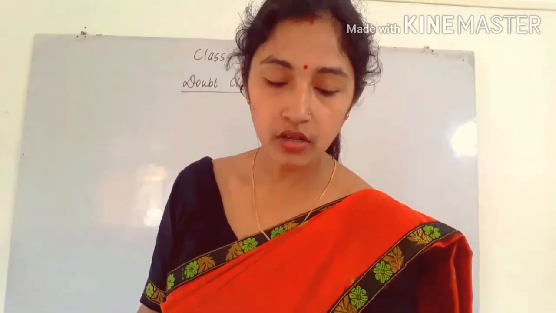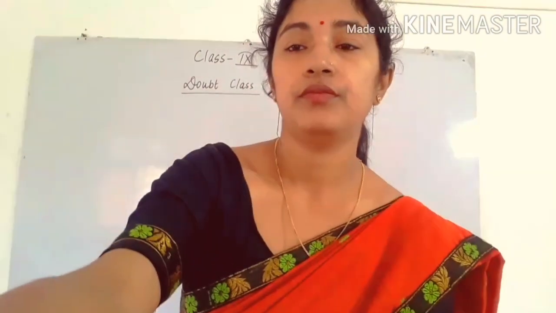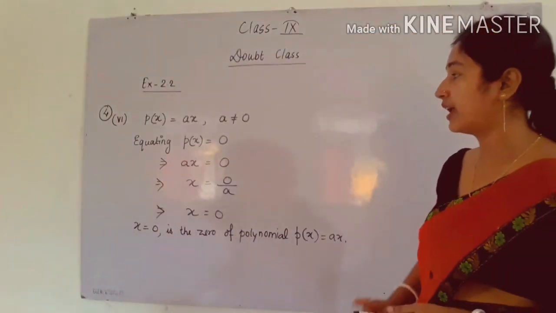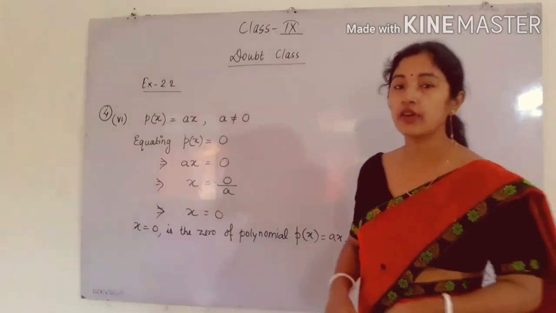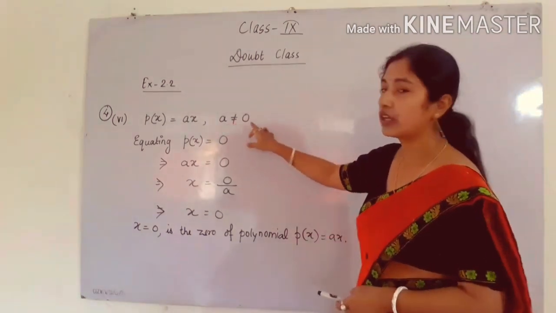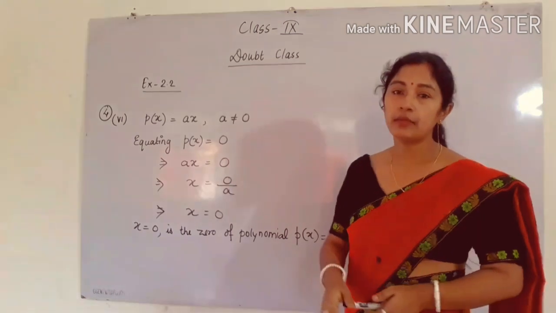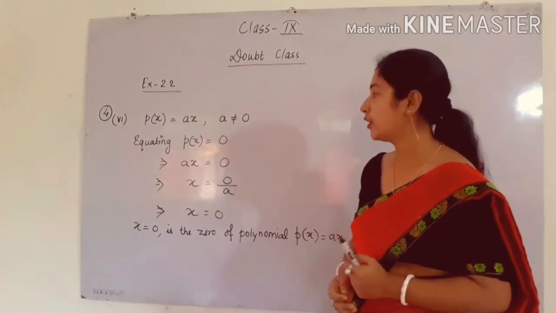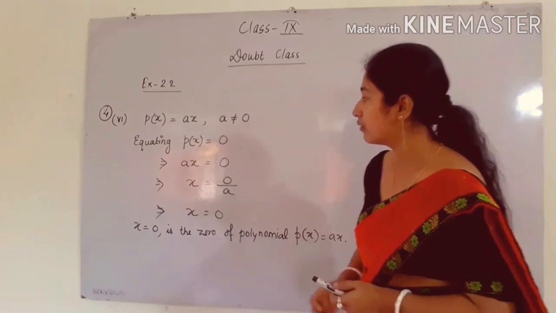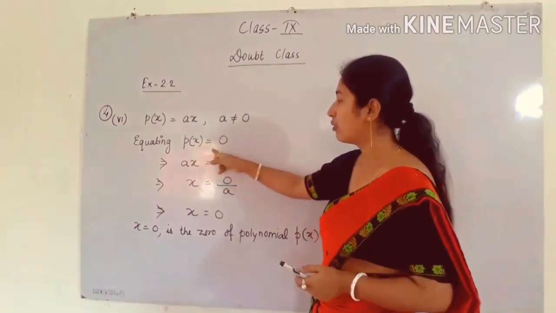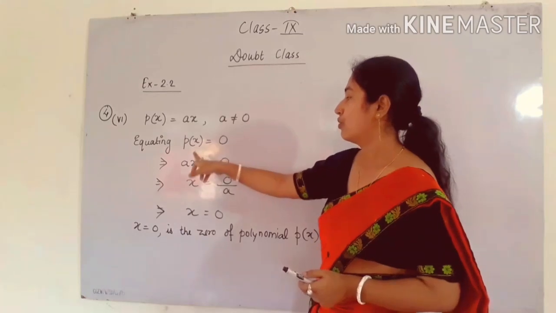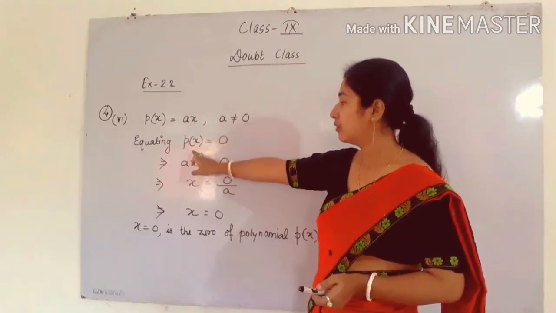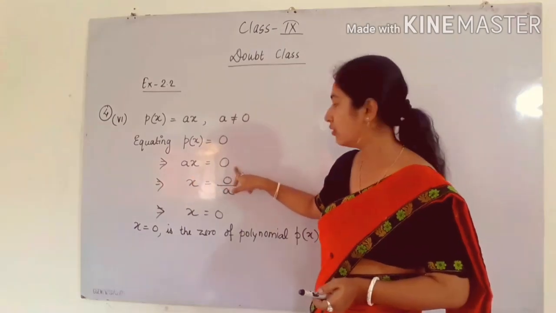Question number 4, part 6. So see, the question is p(x) is equal to ax and the condition is given that the value of a is not equal to 0. That means except 0, it can take any value. Okay, any value. So see, we have to equate p(x) is equal to what? 0. So p(x) is equal to 0 means the value of ax will also be equal to 0.